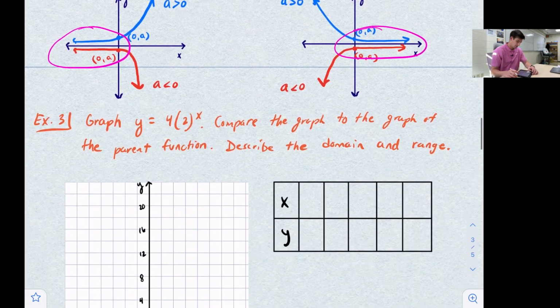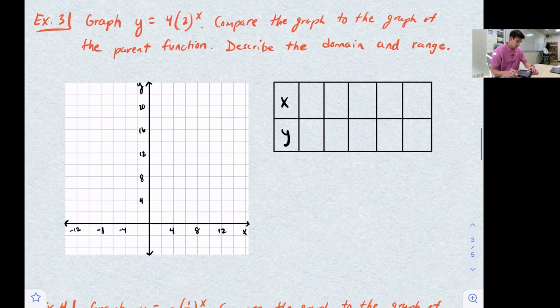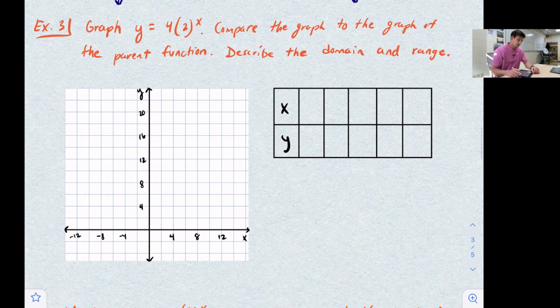All right, so let's look at a couple examples. This says graph y equals 4 times 2 to the x power, and compare the graph to the graph of the parent function and describe the domain and the range. So one thing about graphing, make a table of values to help us. Okay, so let's start off with -2, -1, 0, 1, and 2. And we're just going to plug these values in for x up here.